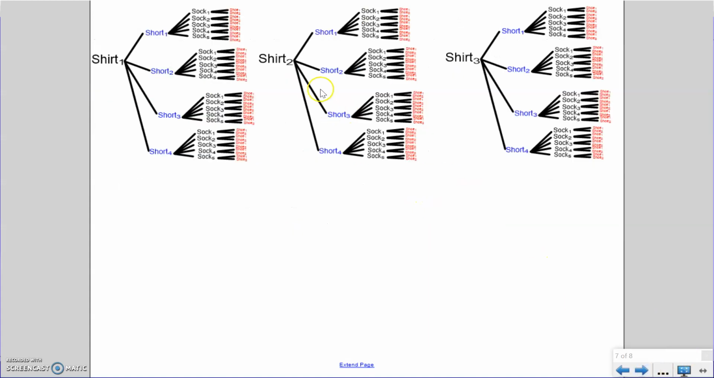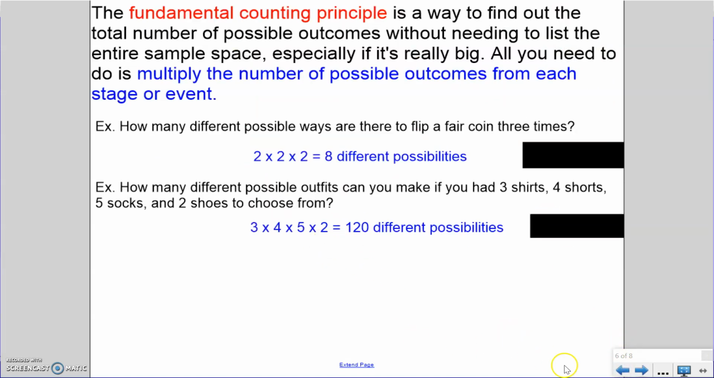Now, if you really count this, there are 10 here, then 10 here, 10 here, 10 here. So there's 40 different possibilities with shirt 1, 40 more with shirt 2, 40 more with shirt 3. So 40 plus 40 plus 40 is 120. So that is the correct number.